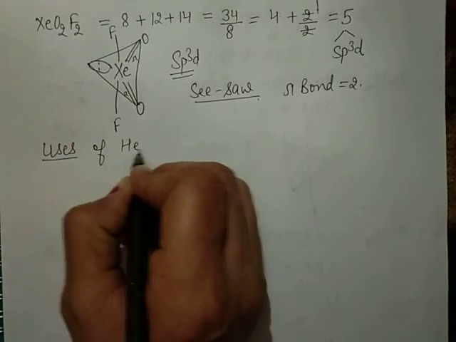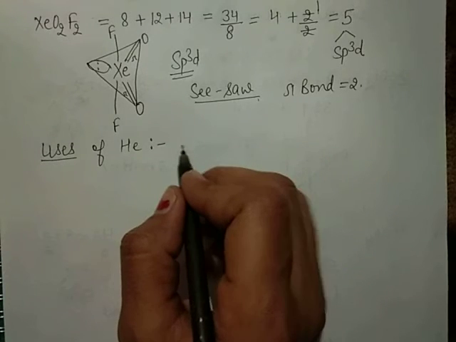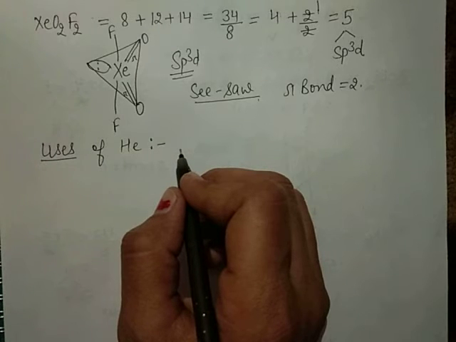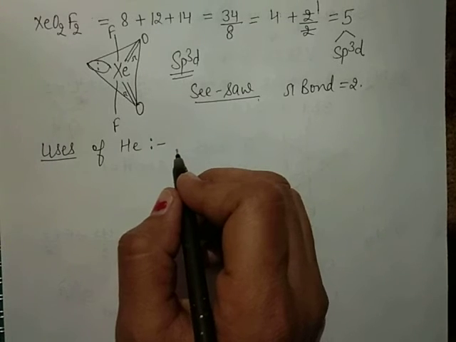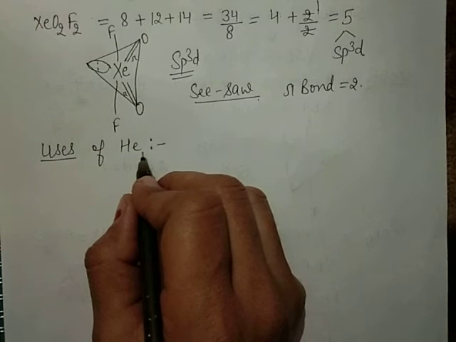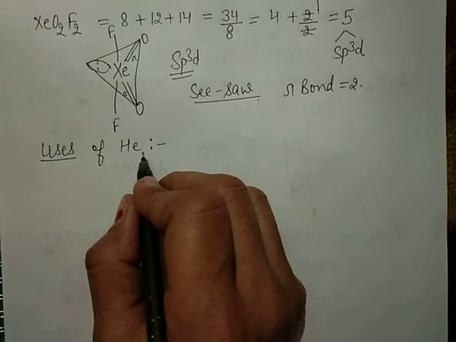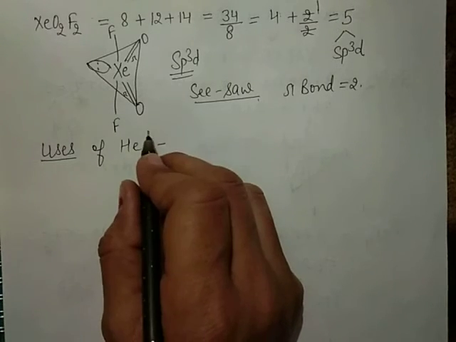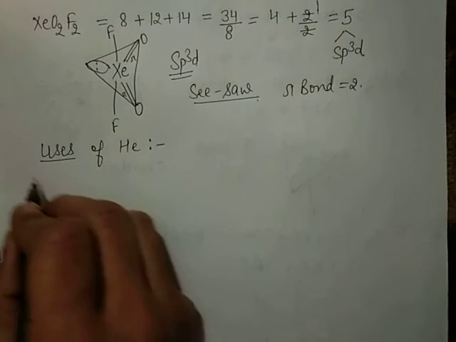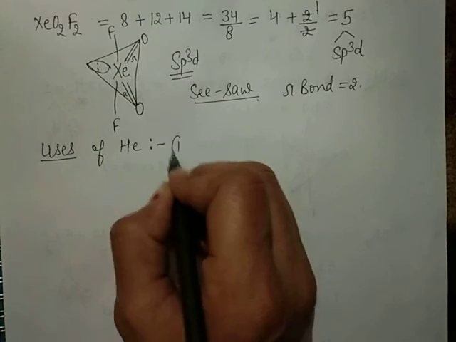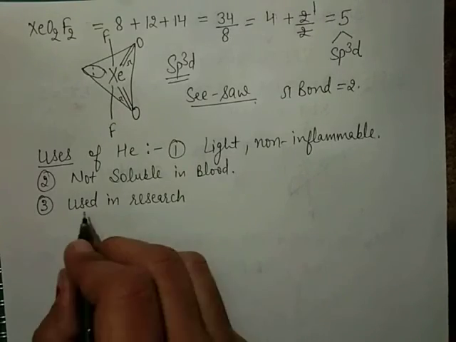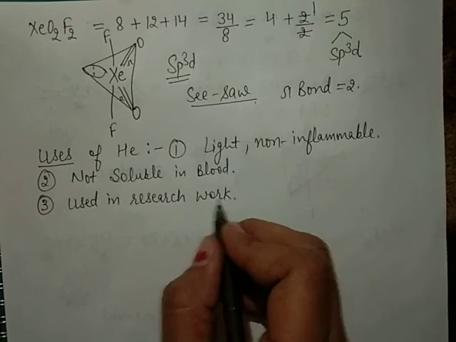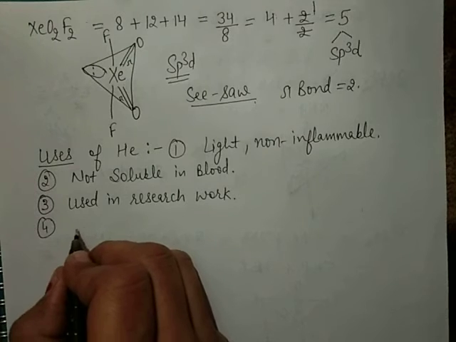Uses of helium. Helium is light and non-flammable. It is used in filling the airships and balloons for weather study. Okay, now helium is not soluble in the blood even under very high pressure, but a mixture of 80% helium and 20% oxygen is used by the divers for respiration. Now next, helium is used in research work for maintaining very low temperature. Okay, now helium is filled in tubes of aeroplane tires.